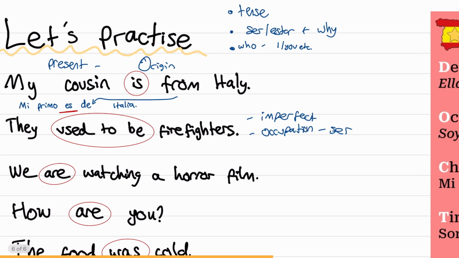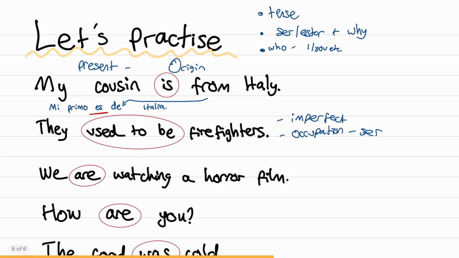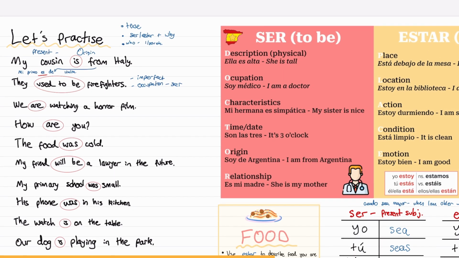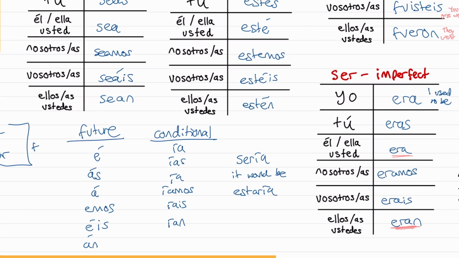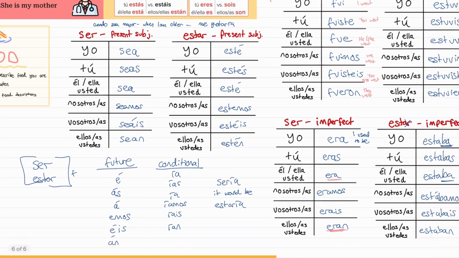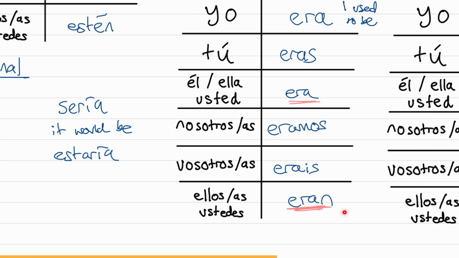So imperfect ser, then who's the verb happening to? They. So they is the bottom one at the end. So let's find the table for ser and the imperfect. Oh look, eran. So they is going to be eran. A little tip is whenever anything is they, the verb is always going to end in n.